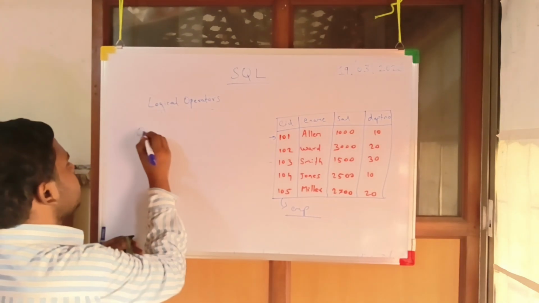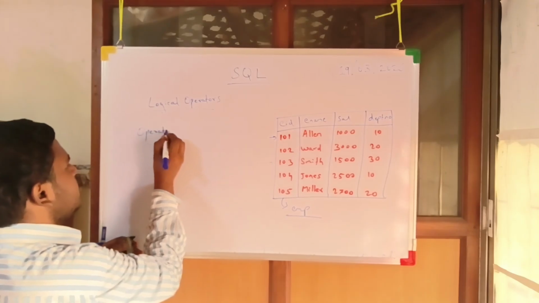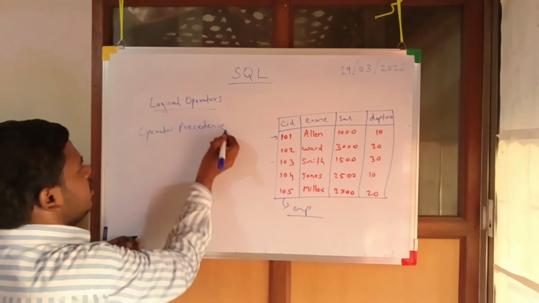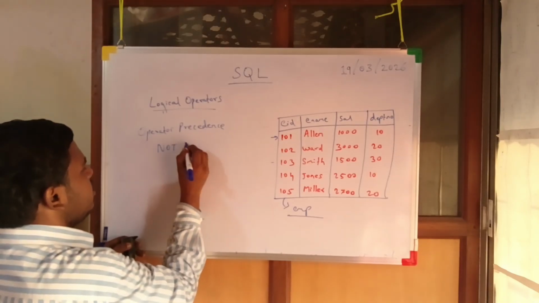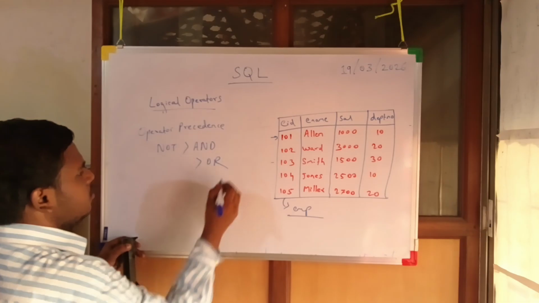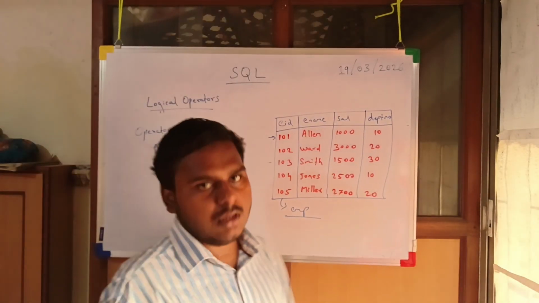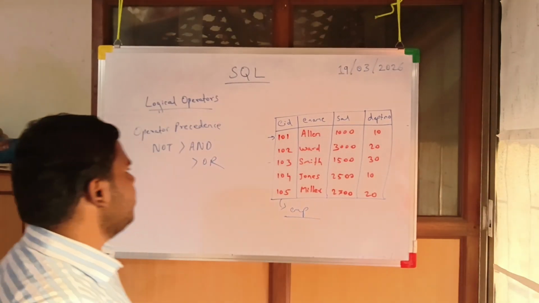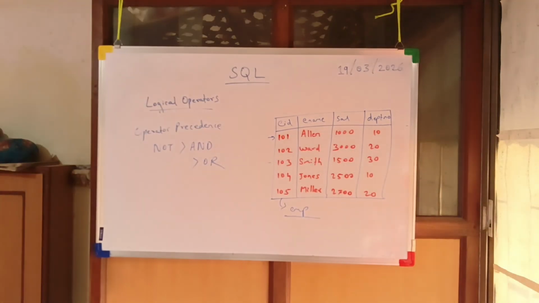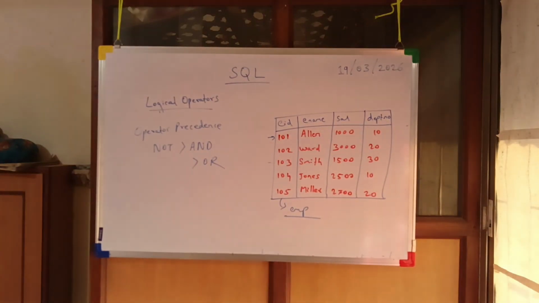So one concept is there, operator precedence. In that, NOT has the highest priority, and OR has the lowest priority. Okay, NOT, AND and OR. Why, we will see. This much is the content for today's class. Now we will see the queries.